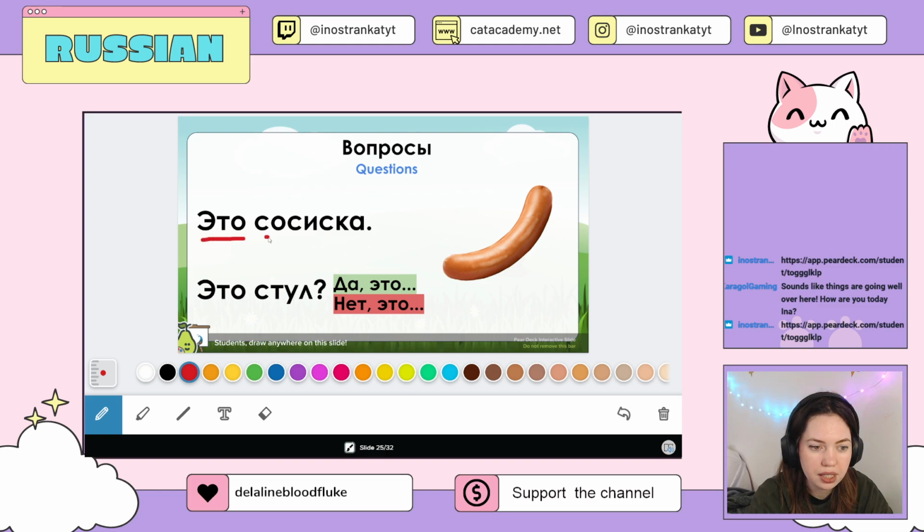Это сосиска. This is a hot dog. Yeah, we can see on the picture it is a hot dog, so no problem. Это сосиска. Now let's have a look at the question. Это стул? Maybe I will make it a little bit lower. Is this a chair?